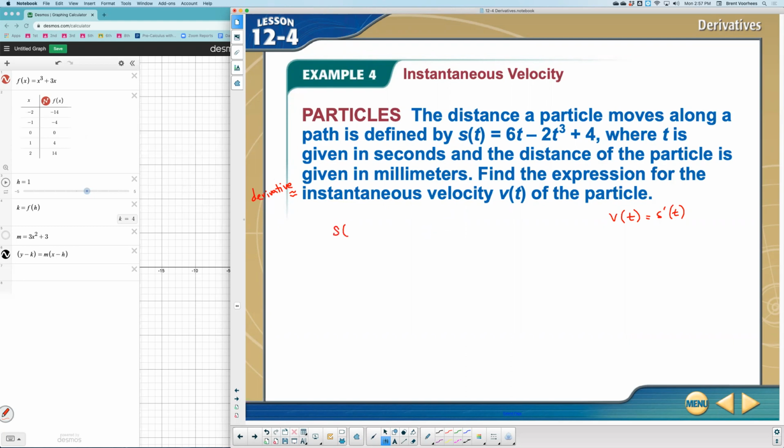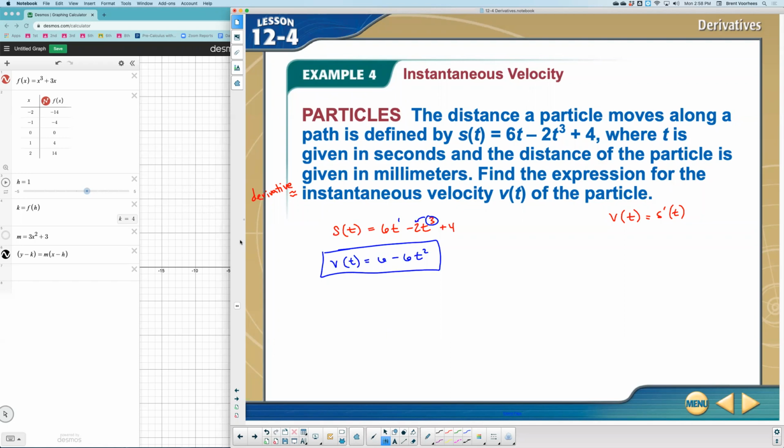So we're going to start with s of t, which is 6t minus 2t cubed plus 4. And this time I'm going to take the derivative with respect to t. So v of t will equal the derivative. 6t has a power of 1, so this just becomes 6. The t to the 0, you don't need to write. It disappears. Here, I would take my power and multiply it down. So it'd be negative 6t squared, because 3 minus 1 is 2. And the constant disappears. So this would be my velocity equation right there.